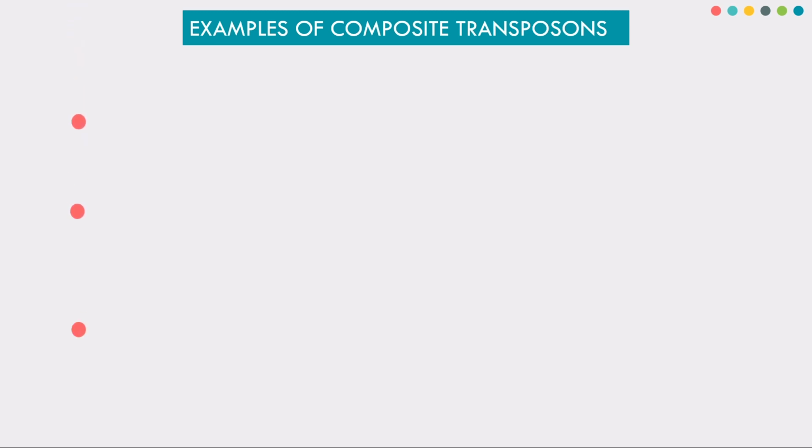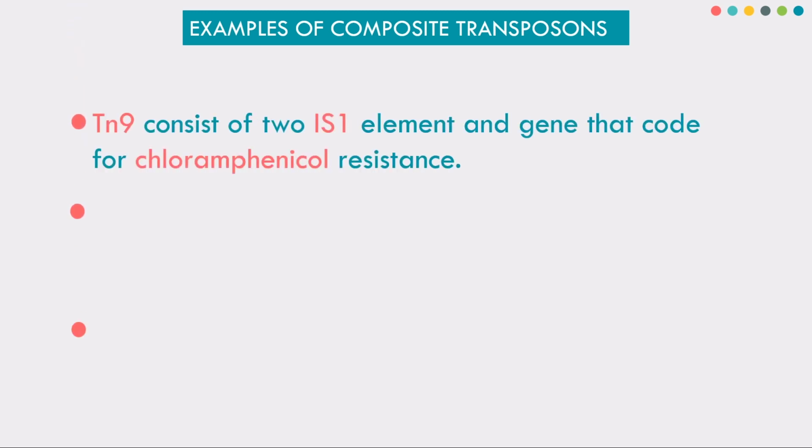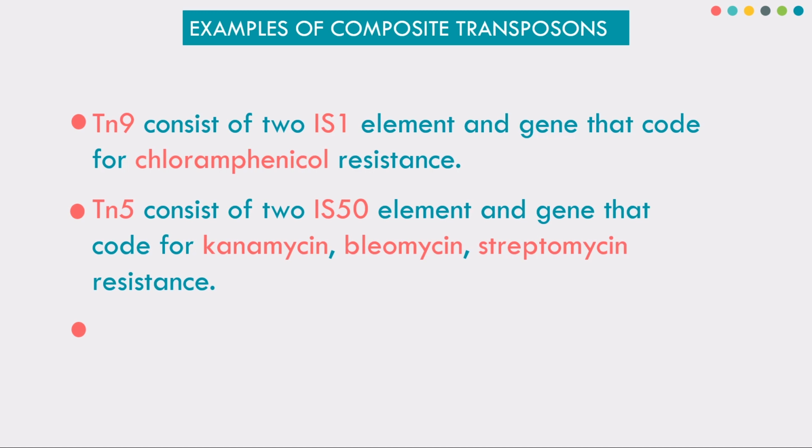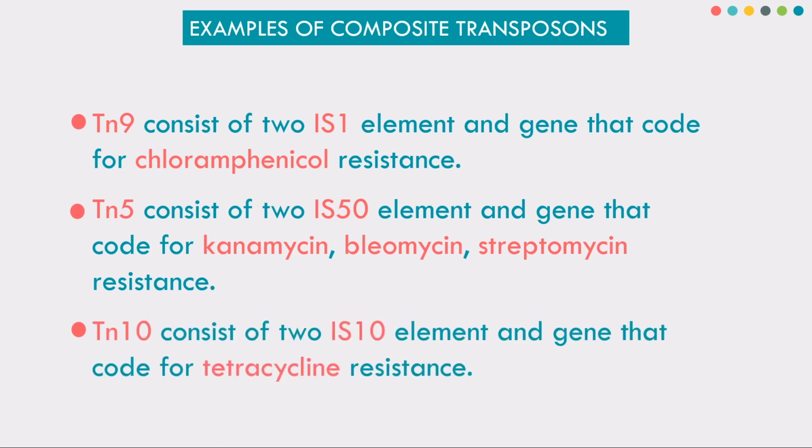Examples of composite transposons include Tn9, which consists of two IS1 elements and the gene that codes for chloramphenicol resistance. Tn5 consists of two IS50 elements and the genes that code for kanamycin, bleomycin and streptomycin resistance. The last example is Tn10, which consists of two IS10 elements and the gene that codes for tetracycline resistance.